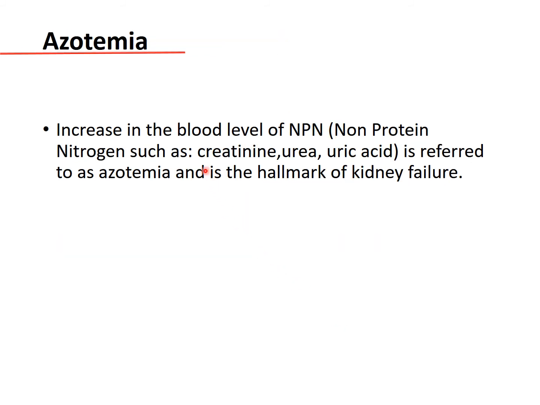Azotemia is when we have an increase of nitrogen-containing compounds, such as creatinine, urea, and uric acid, which are called non-protein nitrogen products, in the blood, and that could be the hallmark of kidney failure.